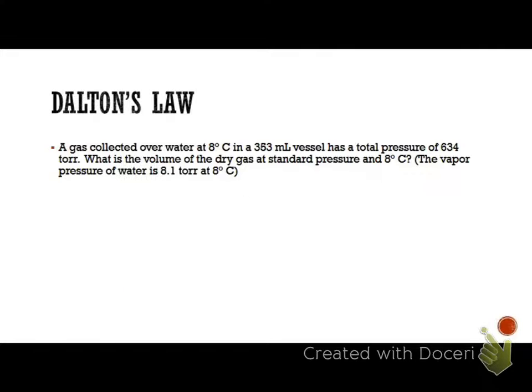So an example of that would be a gas collected over water at 8 degrees Celsius in a 350 milliliter vessel that has a total pressure of 634. So that 634 torr includes some water vapor pressure. So we would need to subtract that out, and it gave us the water vapor pressure.